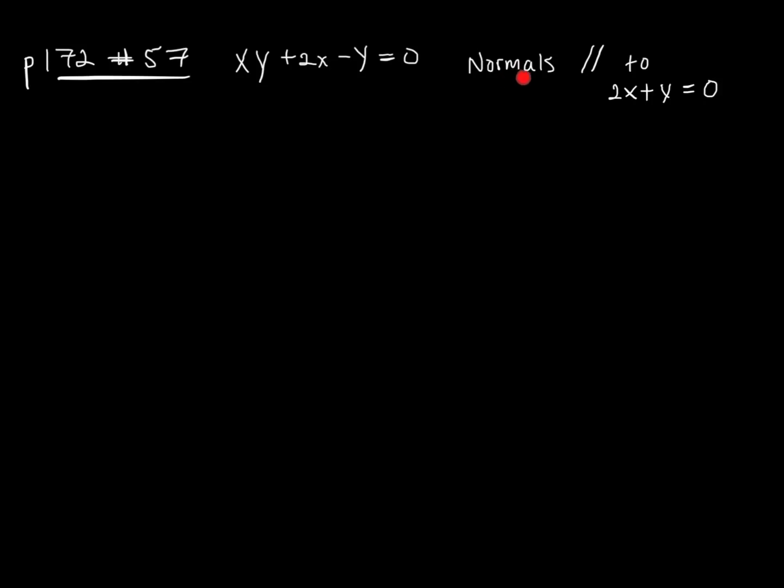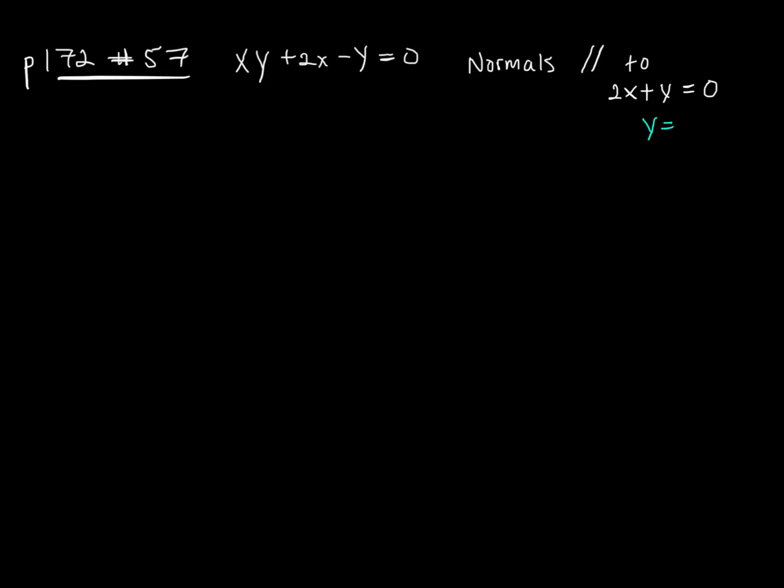We want to find the normals to the curve that are parallel to this equation here. So a lot to digest and break down before we dive in. A normal to a curve is a line that is perpendicular to the tangent. The tangent at a point has the same slope as the curve, and the normal will have the opposite reciprocal slope of the curve at that point. And we want this normal to be parallel to this equation, 2x plus y equals 0. Now here's what you need to notice. This is a straight line.